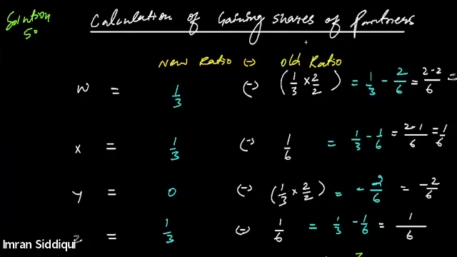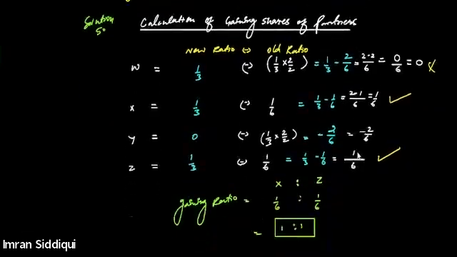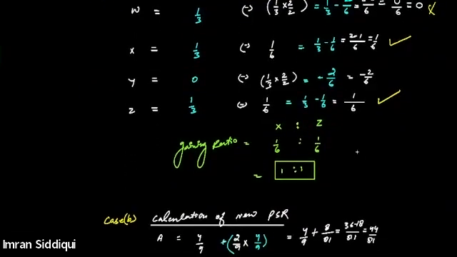Z, for determining the gaining share of Z, we will do the same calculation as we did for the other partners. 1 by 3, old ratio, minus the new ratio, 1 by 3, old ratio was 1 by 6. After solving it, we will get 1 by 6, right? So here you can see only X and Z are gaining. W is not gaining, and Y died. So because of that, the gaining ratio between the W and Z will be 1 by 6 and 1 by 6. That means 1:1.